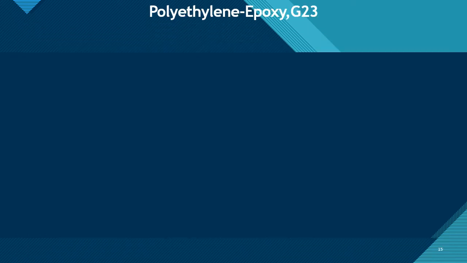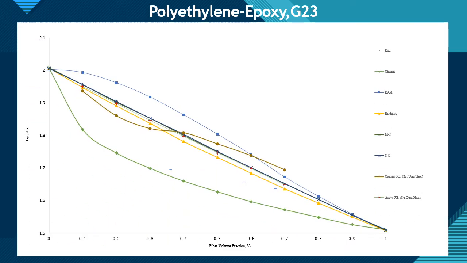So this is the out-of-plane shear modulus for polyethylene epoxy. As we can see, these are the results for experiments, the blue dots, and we have the red crosses for Ansys results, and these results are again within a limit of 5% difference, which is quite good.